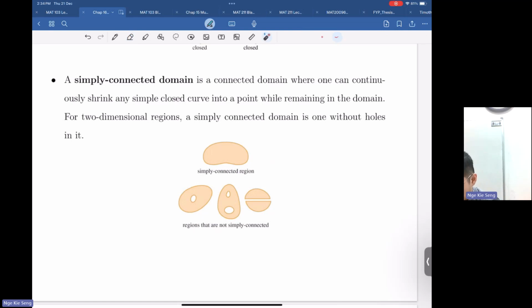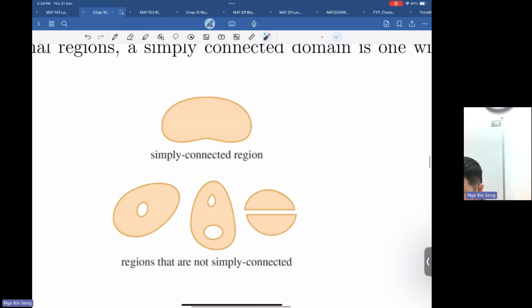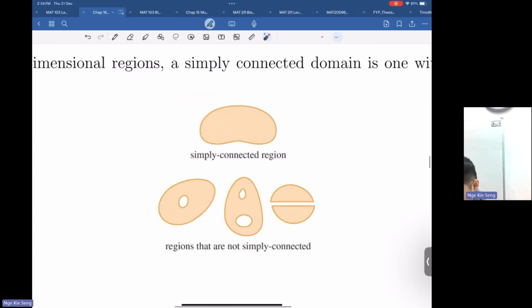the domain. So out of these four shapes here, this one is simply connected because you can take any simple closed curve and then you shrink it into a point. Okay, you can shrink to a point. So let me draw again. So like this. Okay, you can shrink to a point.